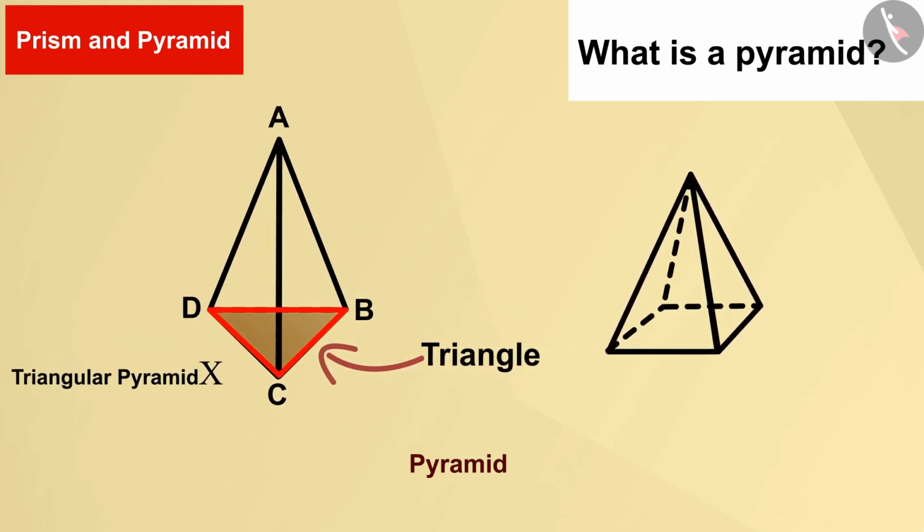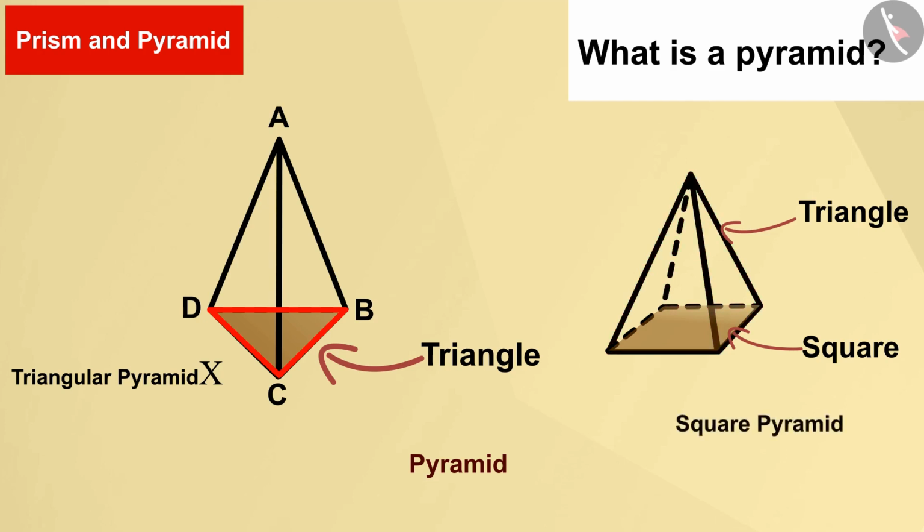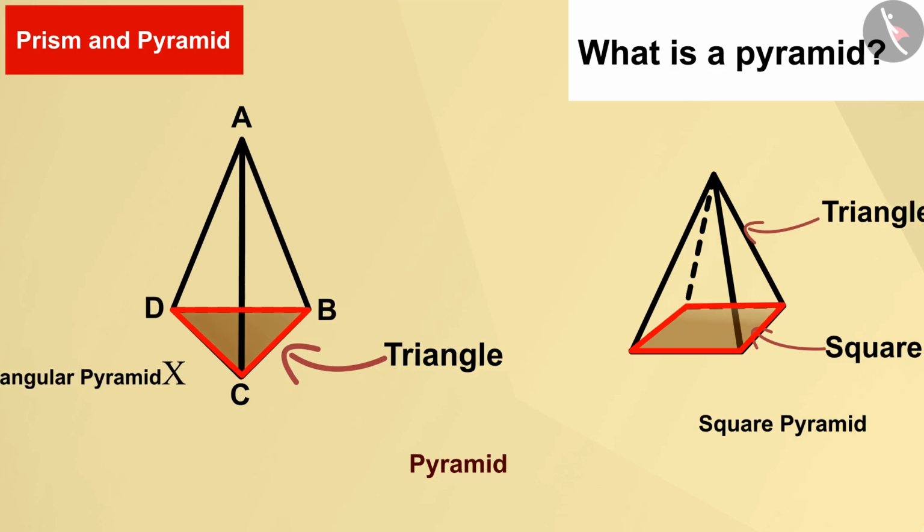Here is another solid figure whose base is a square and all other faces are triangles. Can you see that there is a triangle on each side of the square? This solid is a square pyramid because its base is a square.